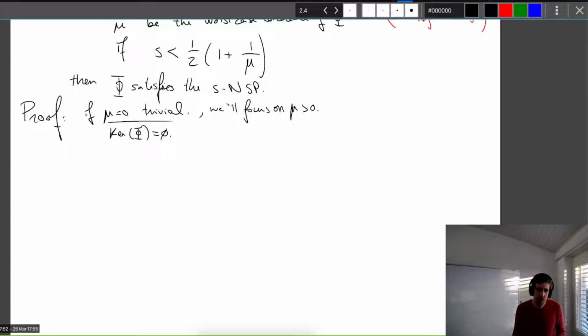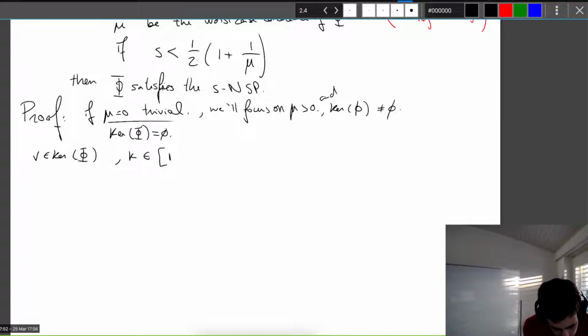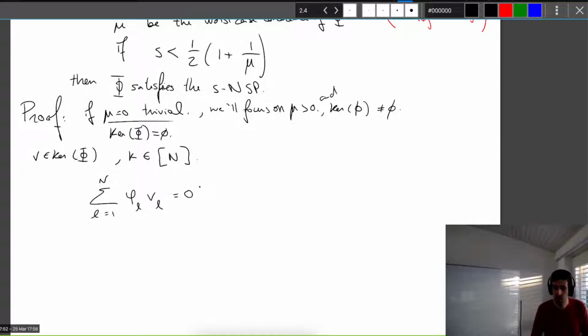Okay, so now let's focus on this case, and let's say that I take v to be in the kernel. Of course, the kernel should be non-empty, otherwise this is trivial. Let's take v in the kernel, and let's take k to be a number from 1 to n. What do I know? I know that the sum for l from 1 to n of phi l, v l is equal to 0, by the fact that it's in the kernel.